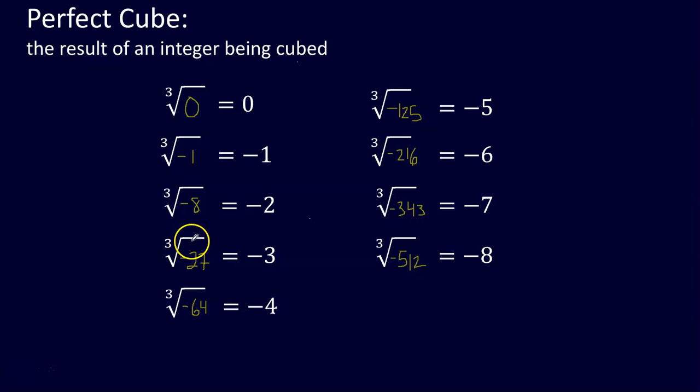So remember, the numbers in yellow are your perfect cubes, and these numbers you need to have memorized for your 8th grade EOG.